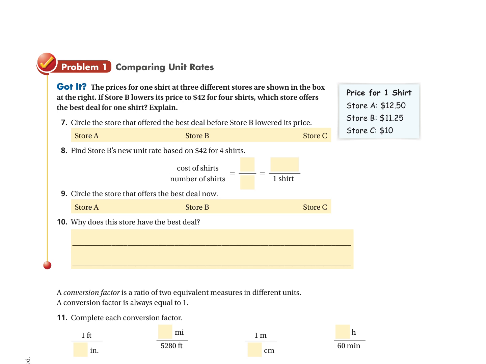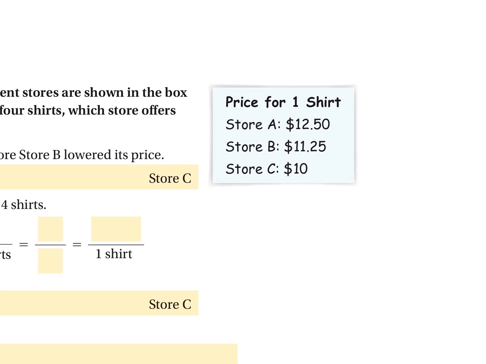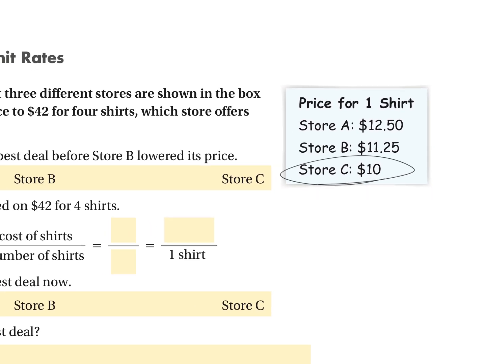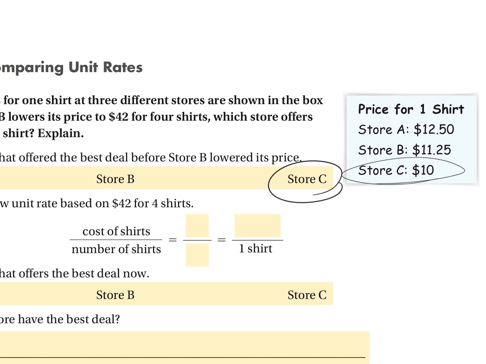This first problem says the prices for one shirt at 3 different stores are shown. If store B lowers its price to $42 for 4 shirts, which store offers the best deal? So as of right now, the way it's written, the price for one shirt before store B changes its price, it looks like store C has the lowest price per shirt. So I would circle store C. $10 for one shirt is lower than the other two.